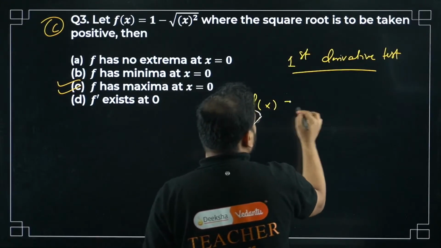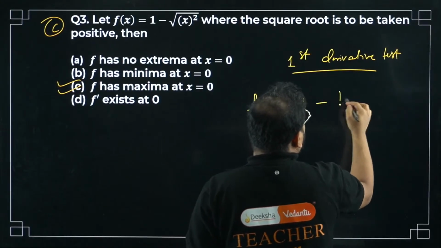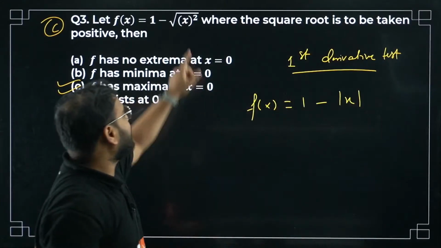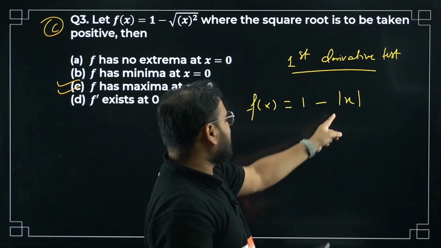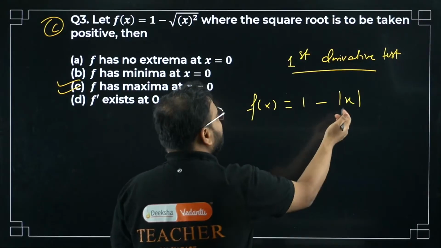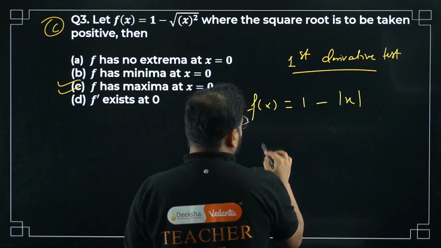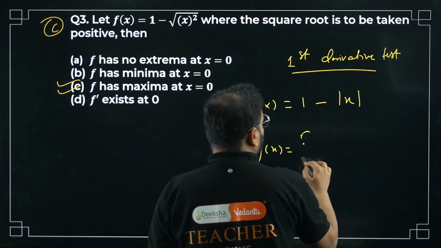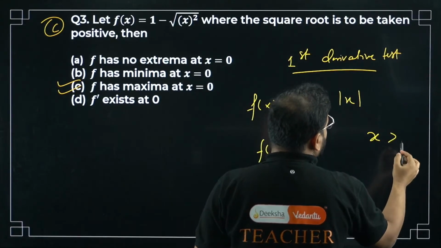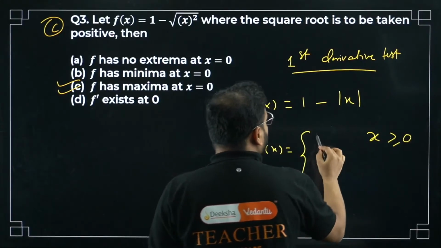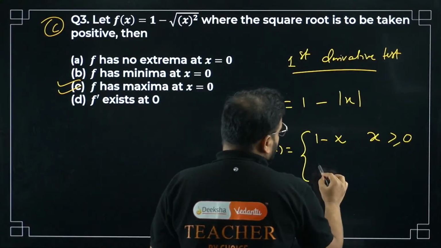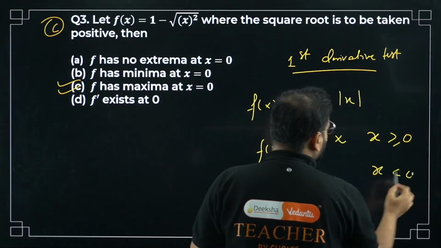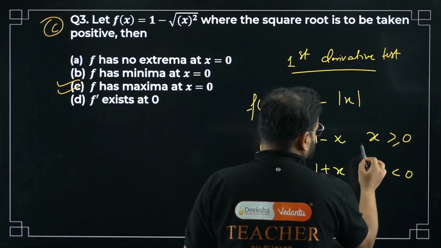f(x) will become equal to 1 minus mod of x. How come, sir, mod of x? Because if you take the square root of x square, it will give you both values, plus and minus, right? So that's why I'm taking mod of x. Now define, where's the critical point? 0, right? So define f(x) again at 0. When x is greater than 0, I'm going to get 1 minus x, because this mod will open with a positive sign, hence minus. And when x is less than 0, this will be 1 plus x.